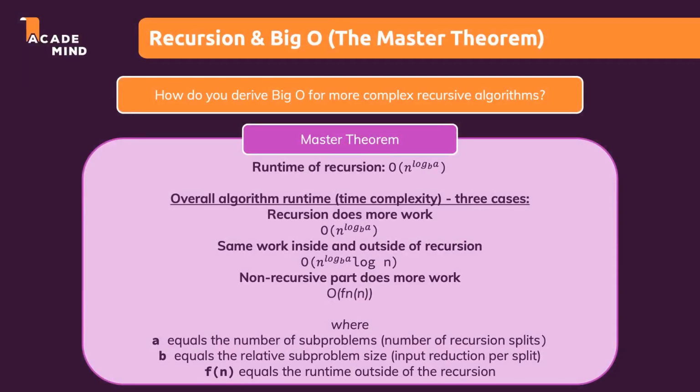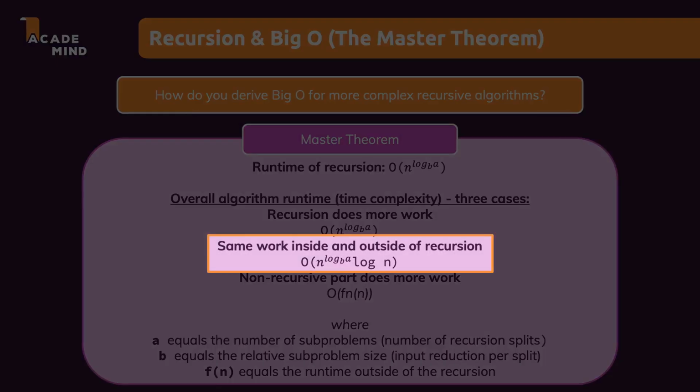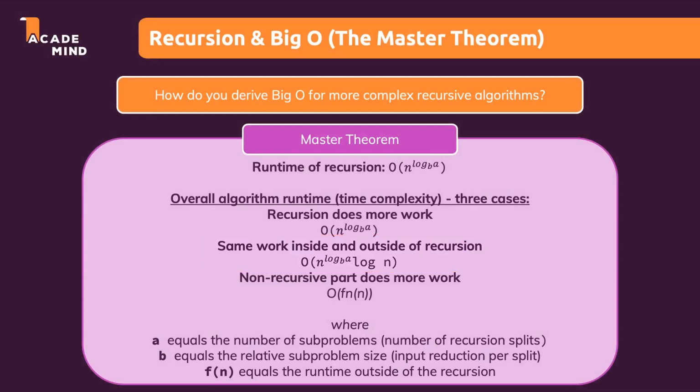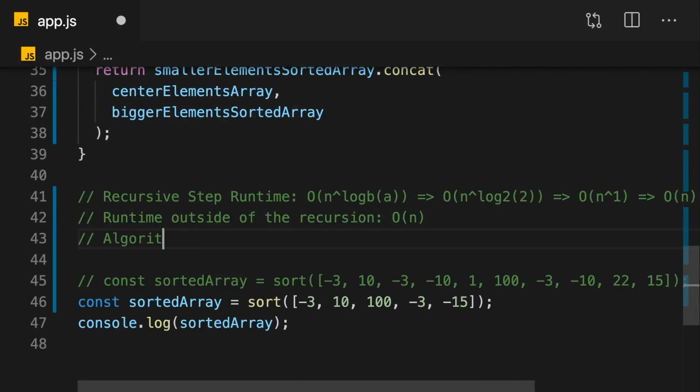And therefore, if we're back on this slide and we have a look at these 3 cases, we're in the middle case here. We have the same work being done inside and outside of the recursion, and therefore the overall algorithm runtime is derived with this formula here. So that's our overall algorithm runtime here. Algorithm runtime is therefore O of n at the power of log base b of a, and then times log n. And that's not at the power of, but after this term here. So that's our overall algorithm runtime as defined by the master theorem.